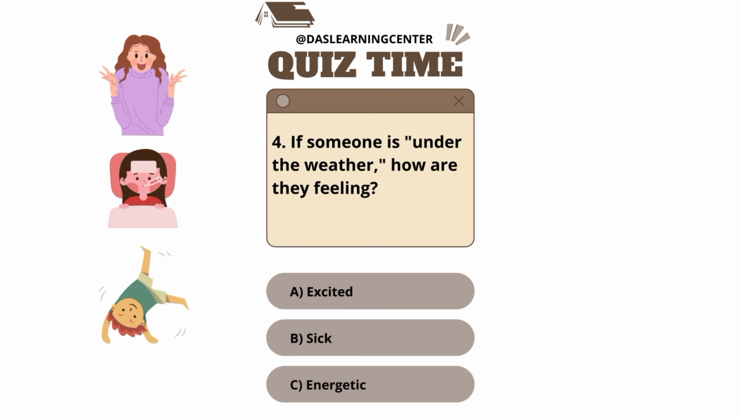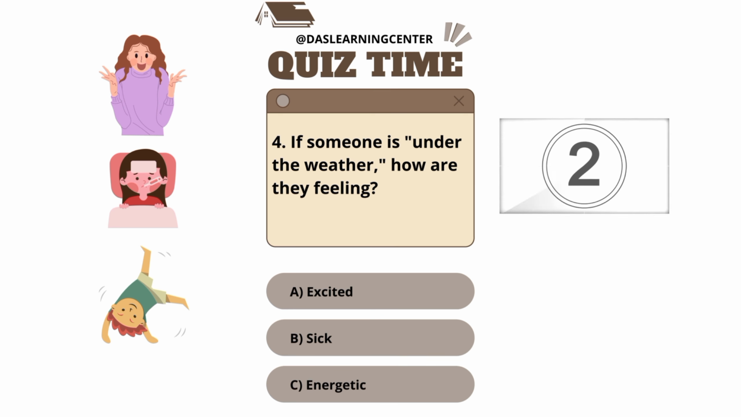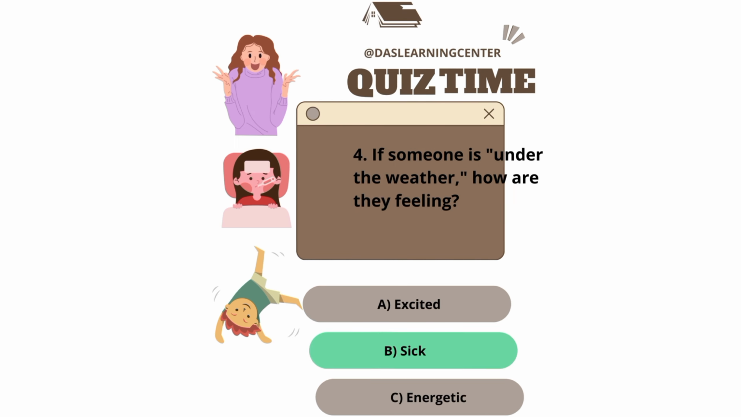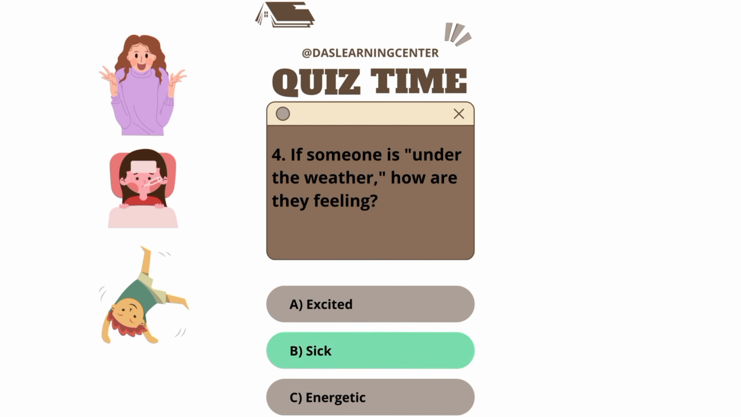If someone is under the weather, how are they feeling? A. Excited. B. Sick. C. Energetic. B. Sick.